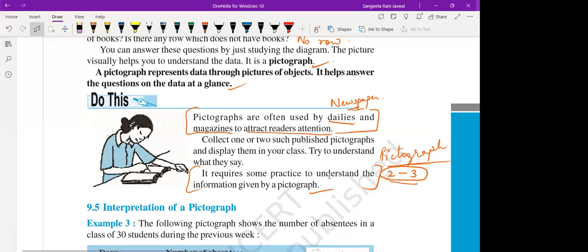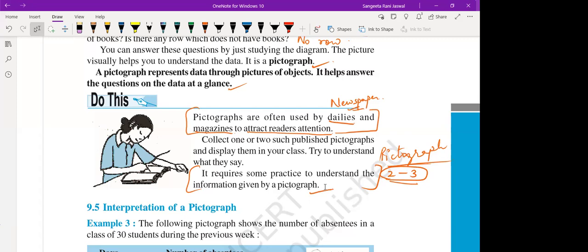Let's keep it for the next class. Yes, ma'am. We have the next class on Friday. So you will do that activity. Is Thursday a holiday?